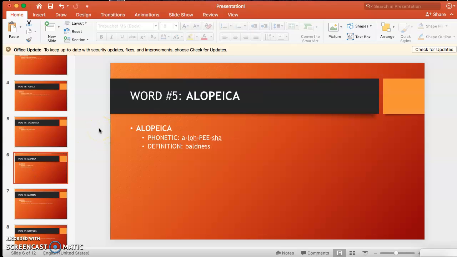Okay, the next word, which has the definition of baldness, is going to be alopecia. Alopecia. And once again, is going to be alopecia.